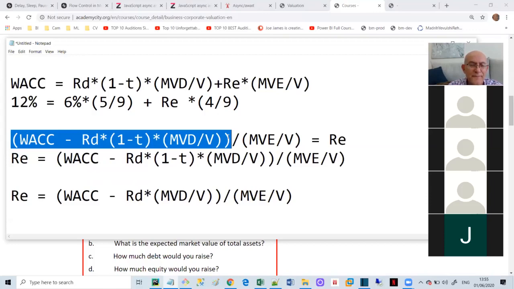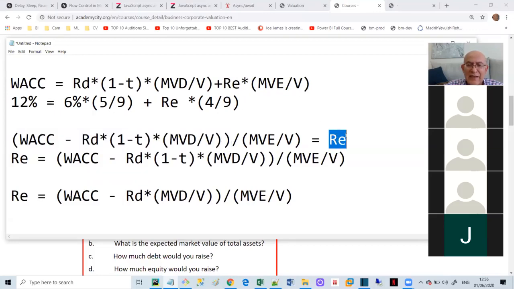You're absolutely right. So if I'm moving this part to the left side, so I'm doing WACC minus whatever I have here, then I'm left with RE times that one. So I just have to move this one to the left side. That's exactly what I'm doing here by dividing by this amount. So I'm isolating the RE. Whoever likes to write RE on the left side, that's fine too.